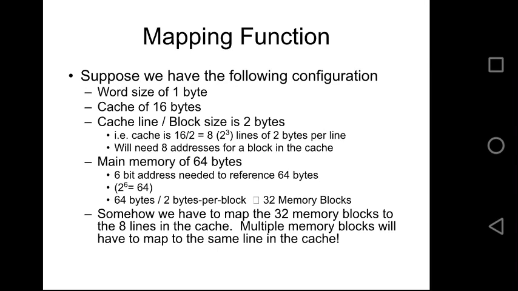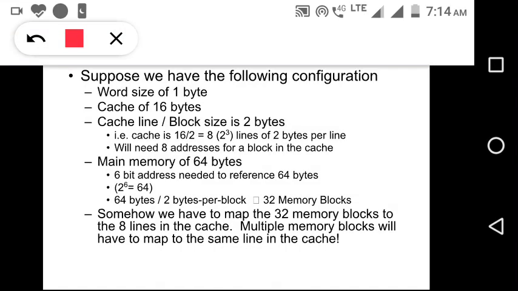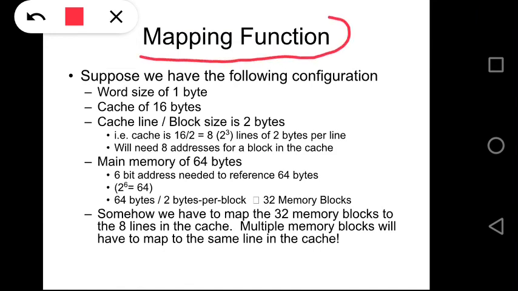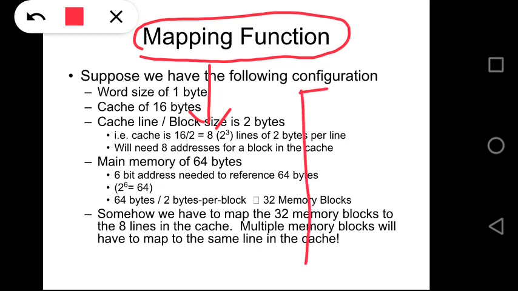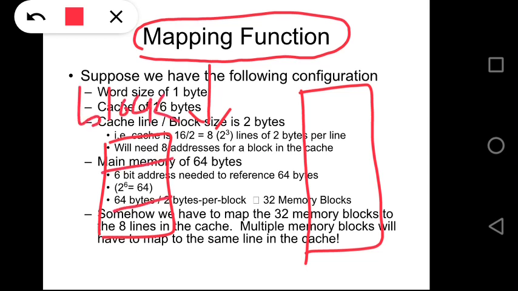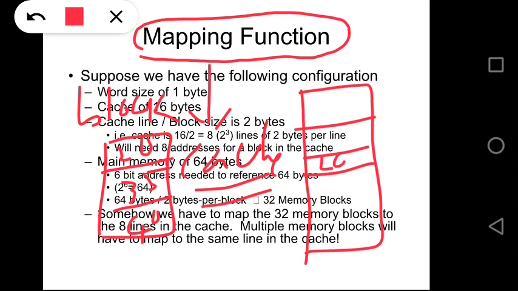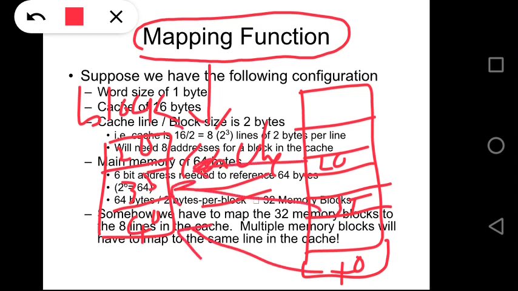Next important thing is the mapping function. See, mapping means how to identify which block of main memory is present in cache. It may contain block 20, block 35, block 40. So these three blocks, numbers 20, 35 and 40, are present in the cache memory.